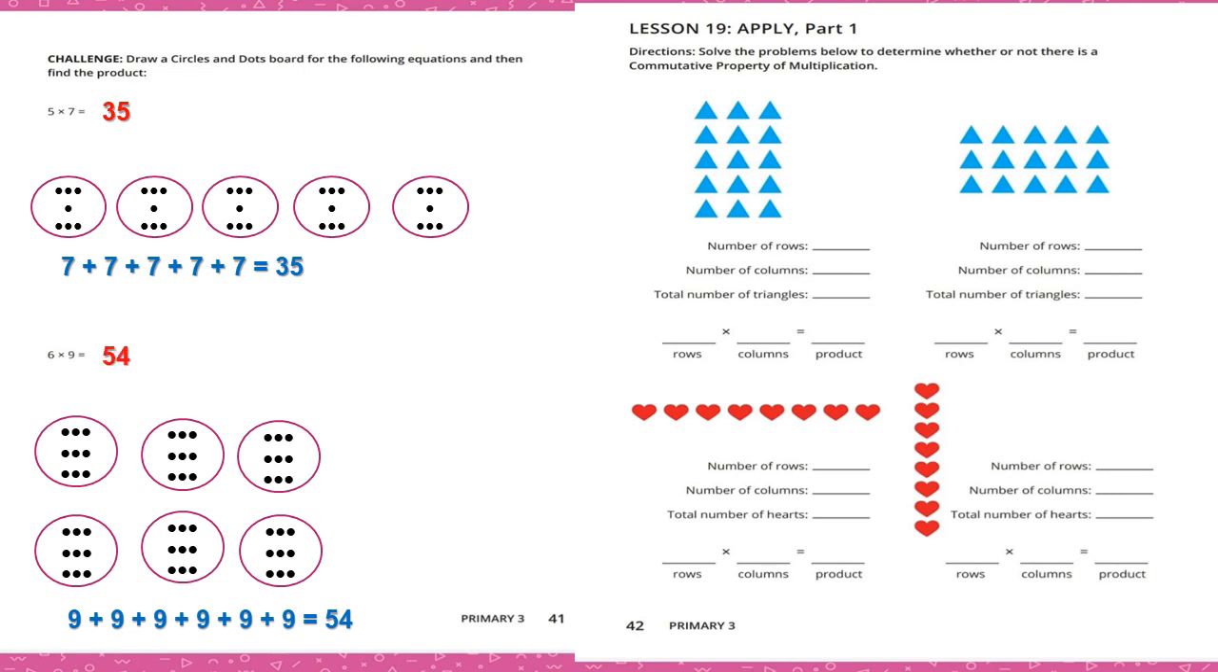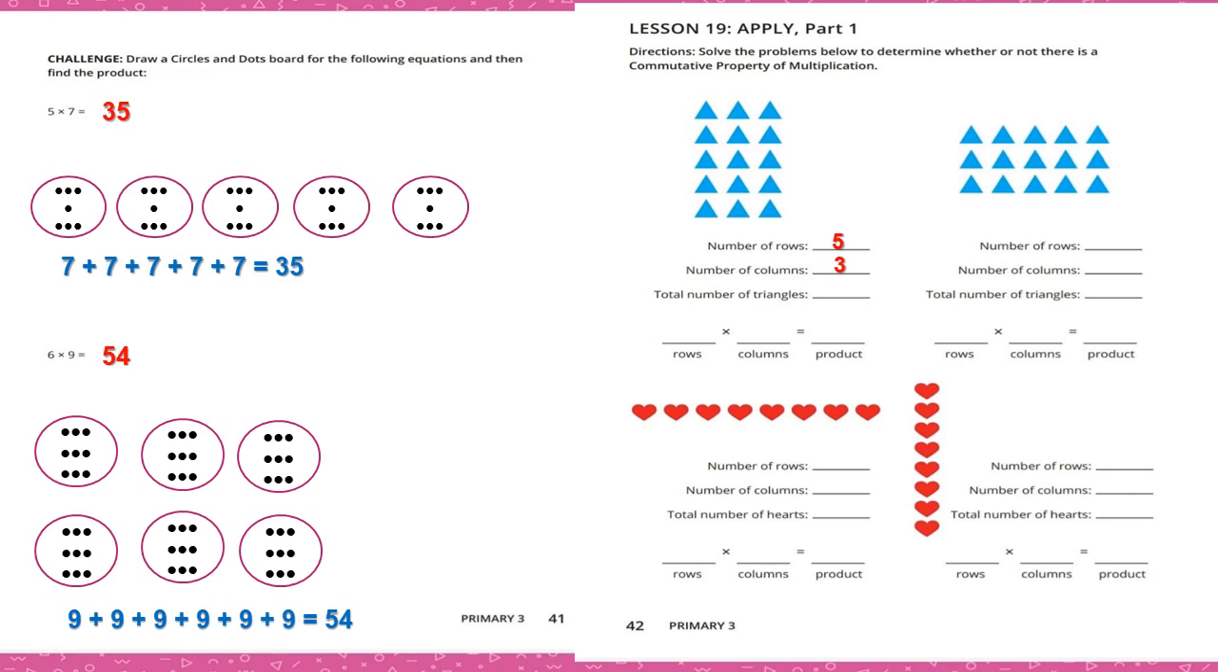The next page, lesson 19, part 1. Solve the problems below to determine whether or not there is a commutative property of multiplication. Number 1. We have here two arrays. Number of rows of the first array: we have here 1, 2, 3, 4, 5, 5 rows. Number of columns 1, 2, 3, 3 columns. Okay, we write the multiplication equation.